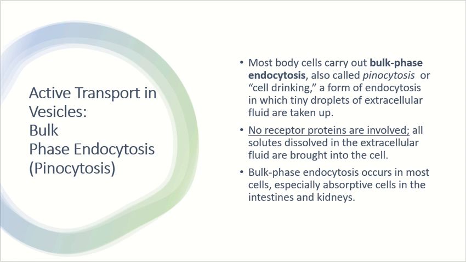Next, we have something called bulk phase endocytosis or pinocytosis. Most of the body cells are going to be able to carry out bulk phase endocytosis, which is also called pinocytosis or cell drinking. And this is a form of endocytosis in which a tiny droplet of extracellular fluid is going to be taken up. So this doesn't require any receptor proteins to be involved, and all of the solutes that are dissolved in the extracellular fluid are going to be brought into the cell. So this bulk phase endocytosis is going to occur in most cells, especially in the absorptive cells that we see in the intestines and the kidneys.